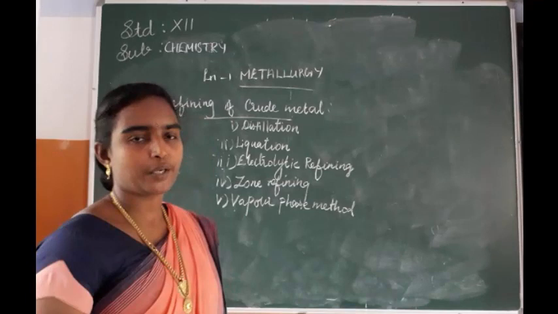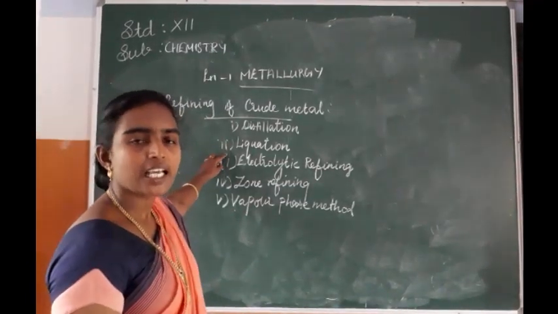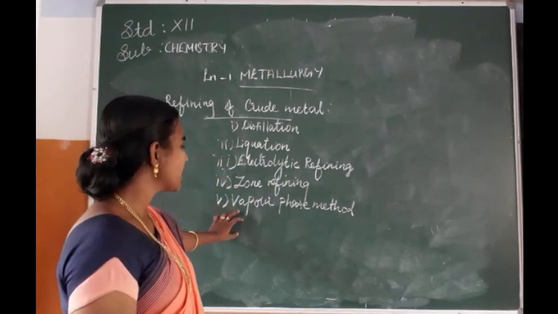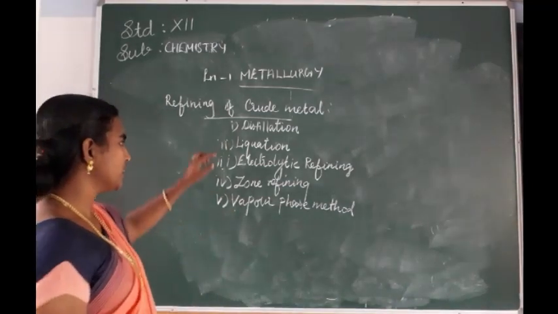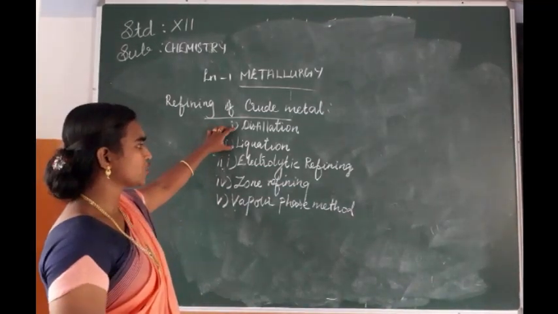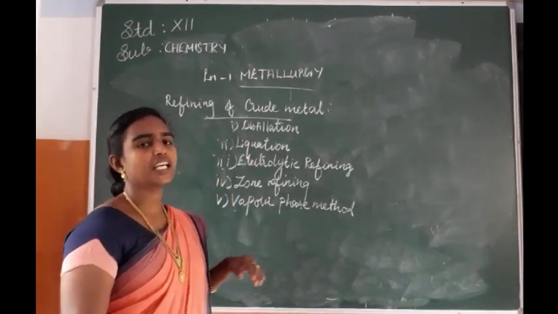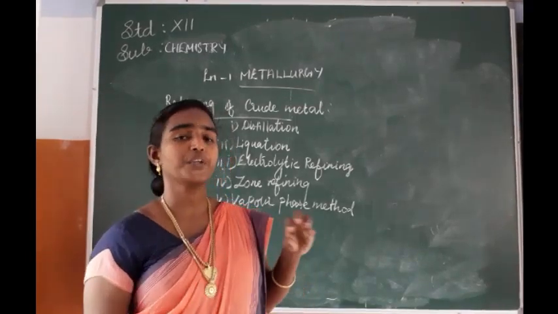We can see one by one. So first method is distillation, liquefaction, electrolytic refining, zone refining. The last one is vapor phase method. Okay. So we can see one by one. Distillation and liquefaction is a short method. Okay. So distillation, from the word itself we can understand, by means of boiling we can purify this metal.